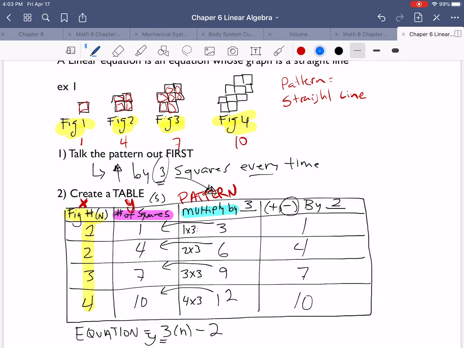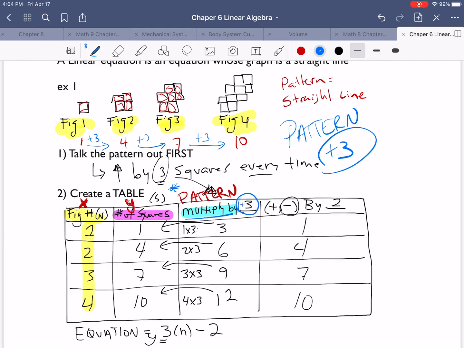So you actually need to be savvy. You need to figure out, okay, how did I get from 1 to 4? I added 3. How did I get from 4 to 7? Oh, I added 3. How do I get from 7 to 10? I added 3. So my pattern is plus 3. So you see that? So in this table right here where I wrote pattern, the multiply by plus 3, that's your pattern. So what you're going to do is you're going to have to multiply this table by all of the pattern numbers over here.